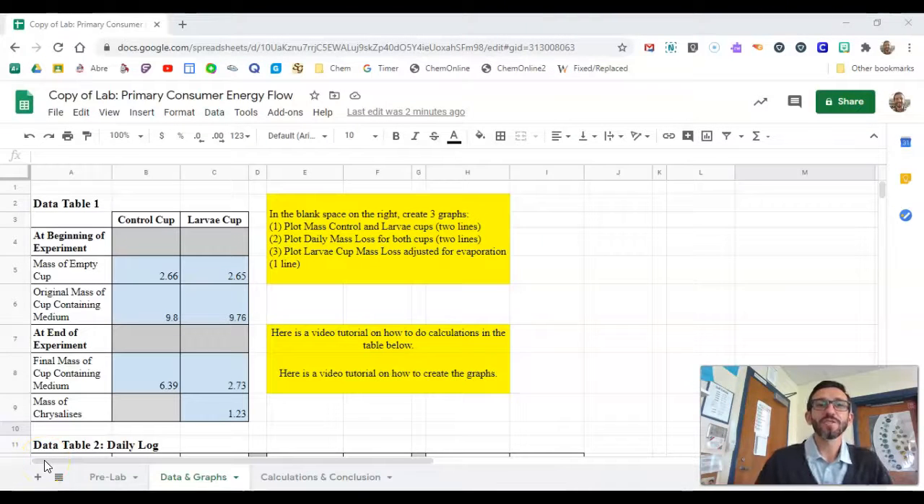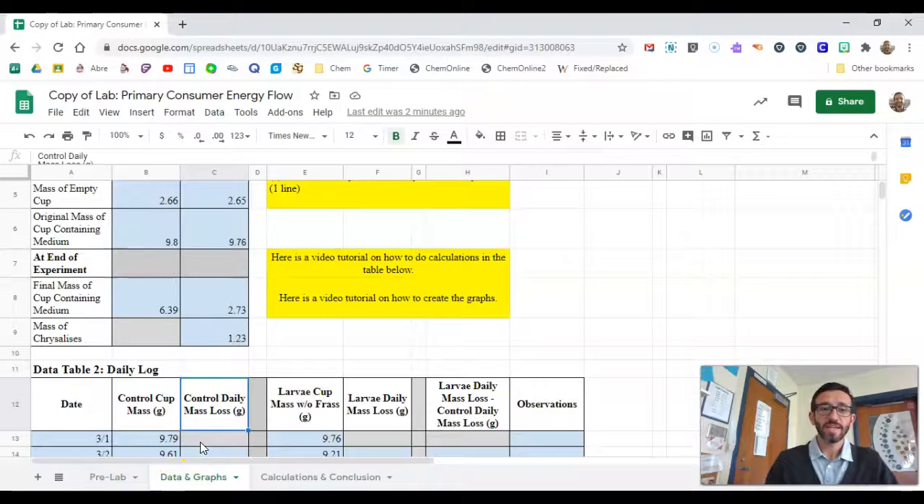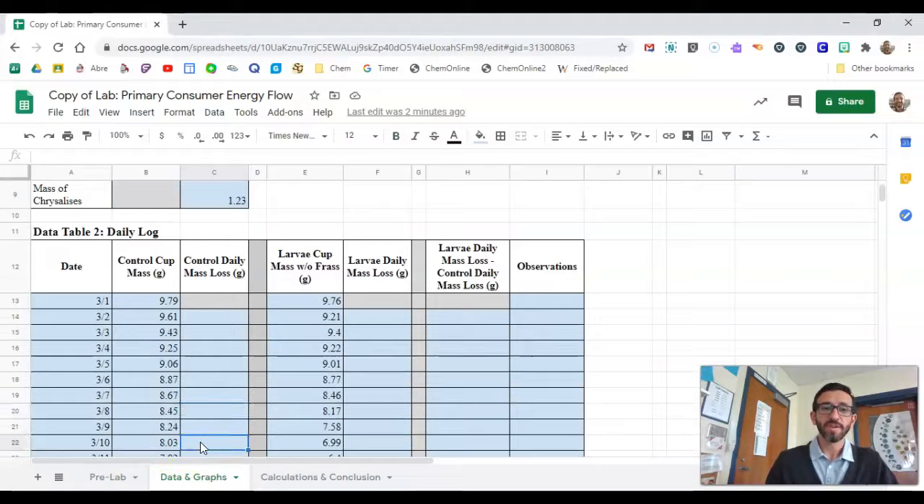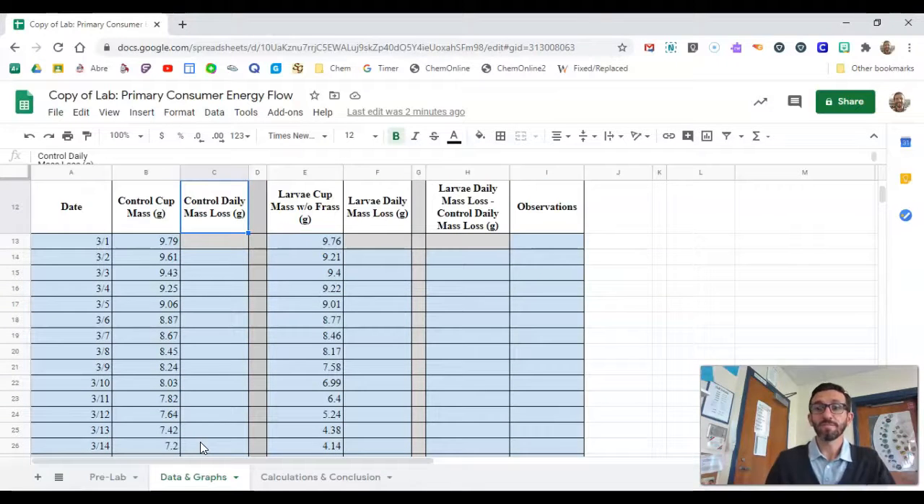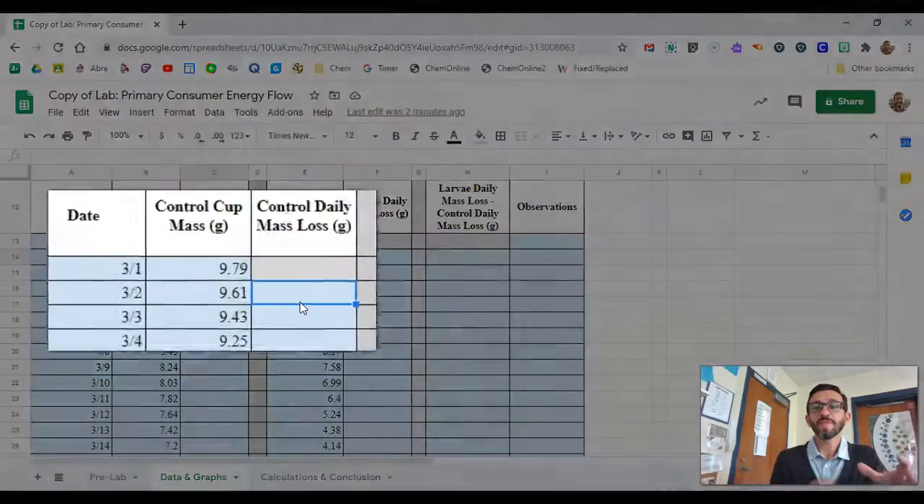Hey guys, so in this quick video we're going to see how to do some of the calculations that we need to do in the data table for our daily log, as we're trying to measure the difference in mass by our larvae in the cup that it's growing in, all that good stuff. Okay, so here I want to find the control daily mass loss.